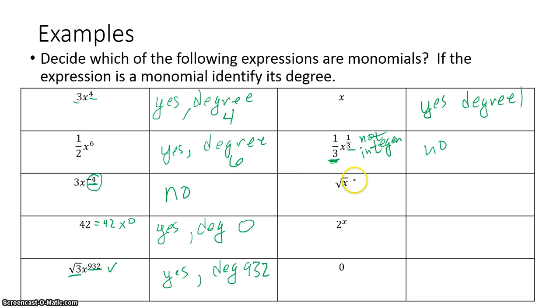Square root of x. Now, we've already learned that we can write square root of x as x raised to the 1/2 power. And what we saw in the previous example, if we have a fraction or not a whole number in the exponent, we know that that is not a monomial. 2 to the x. We may think this is a monomial because it appears similar to what we've seen, but the problem we run into is this x is actually in the exponent. We need the x to be in the base, or if the x is in the exponent, then again, this is not a monomial.